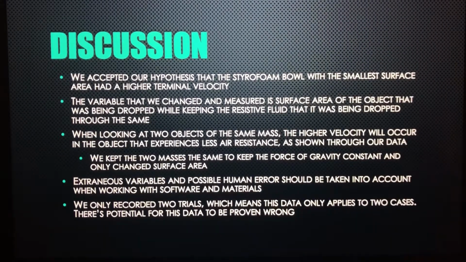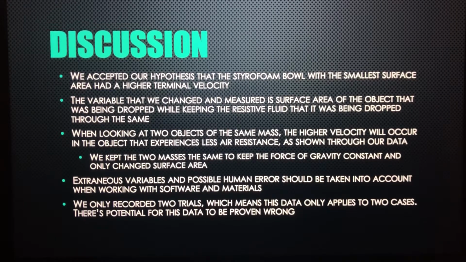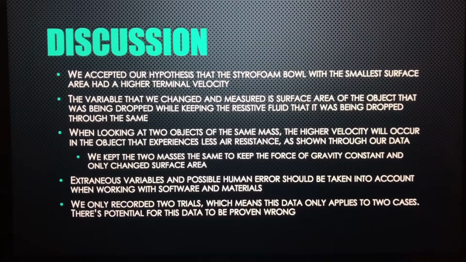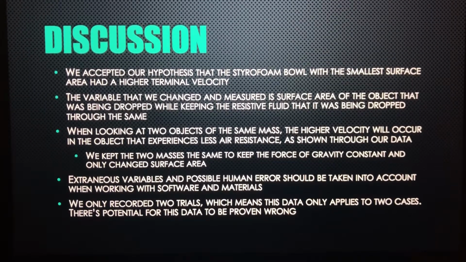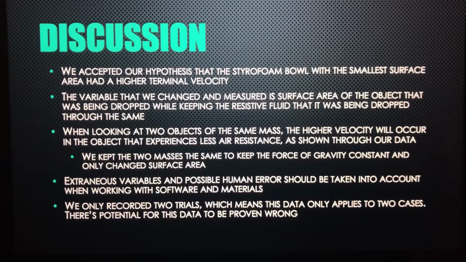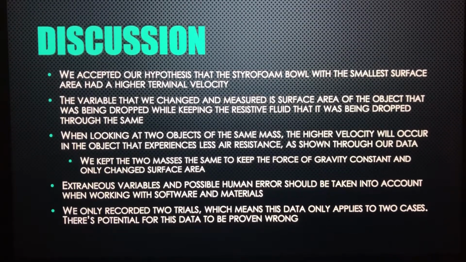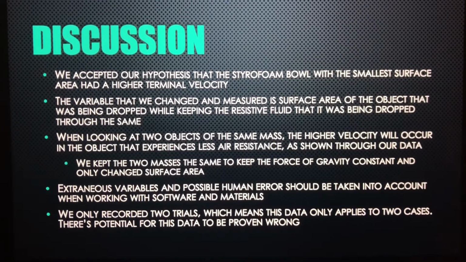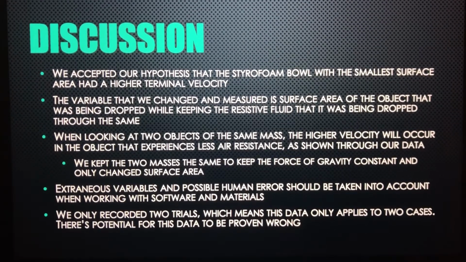We accepted our hypothesis that the styrofoam bowl with the smallest surface area had a higher terminal velocity. The variable that we changed and measured is the surface area of the object that was being dropped, while keeping the resistive fluid that it was being dropped through the same. When looking at two objects of the same mass, the higher velocity will occur in the object that experiences less air resistance, as shown through our data. And we kept the two masses the same to keep the force of gravity constant and only change the surface area.